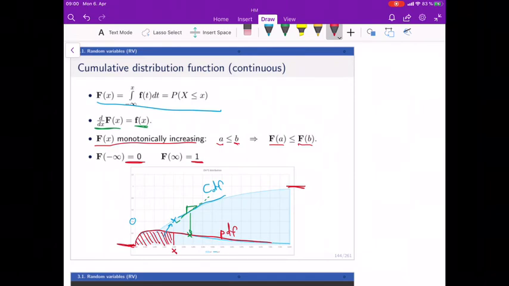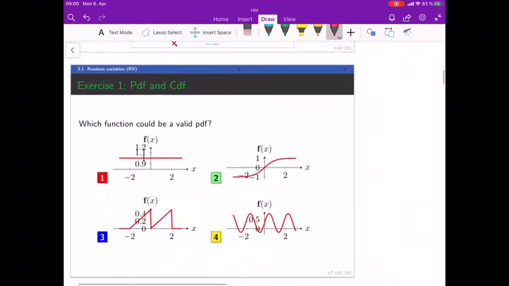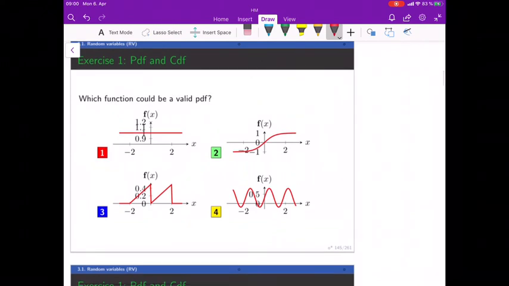Okay, so that was fairly abstract now. So let's look into some examples. What could be decent PDFs and CDFs? I've shown you 4 images here of PDFs, and which one of those could be a valid one? The other ones aren't, for one reason or another.